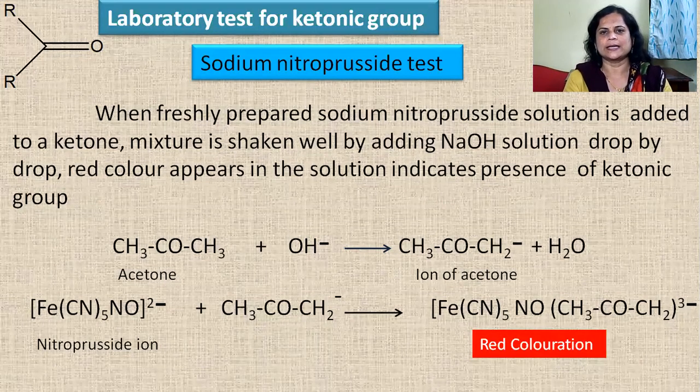Now see what happens in the reaction between acetone and OH minus from NaOH. One hydrogen from the CH3 group of acetone combines with the OH minus ion, with removal of H2O, and we get the ion of acetone. This ion of acetone reacts with the nitroprusside ion, and we get a red color. Acetone and sodium nitroprusside are both colorless solutions, but on mixing acetone and nitroprusside ion we get red colorization. The formation of red color is the observation for the presence of the ketonic group.